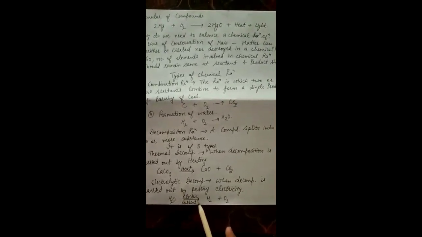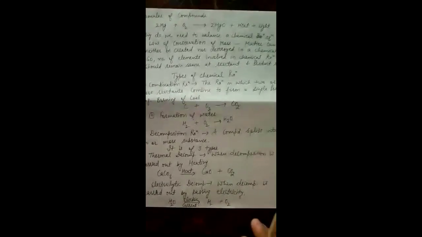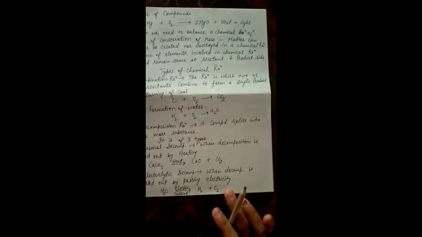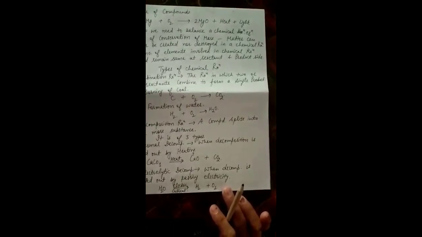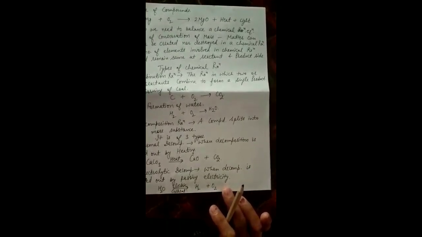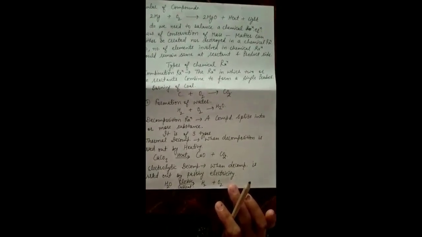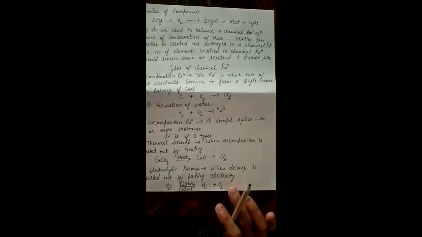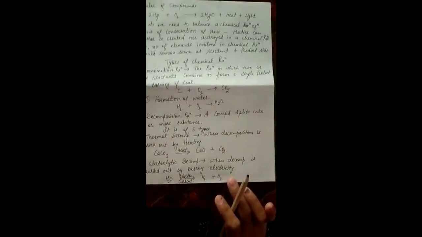Now the next type of reaction is electrolytic decomposition reaction, when decomposition is carried out by passing electricity. For example, H2O. With the help of electric current, it will be dissociated into H2 and O2. Now you can take another example of electrolysis, like NaCl into Na+ and Cl-. First of all we will discuss the electrolysis of water.